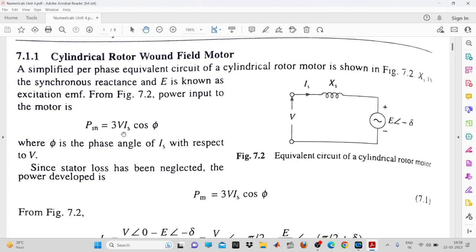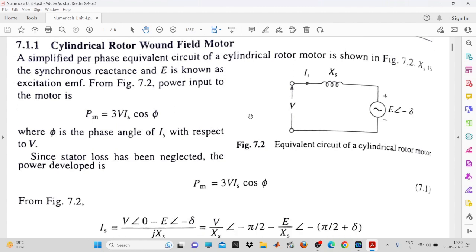P input will be equal to 3 into V into Is into cos phi. Here V is the per phase voltage, Is is again the per phase current, and cos phi is the power factor angle. It is the angle between V and Is. Generally, we neglect the losses.